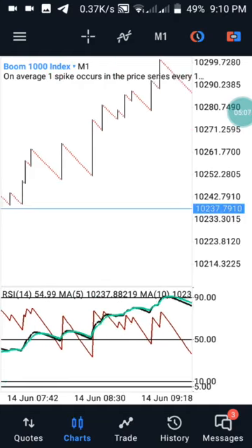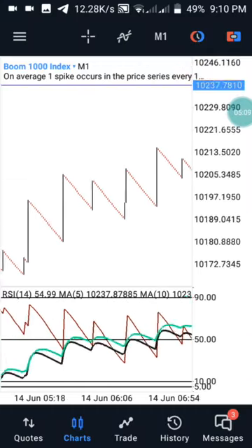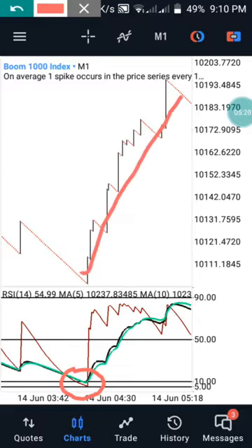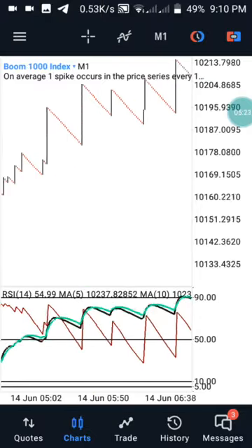And you can also use this strategy to catch a spike. As I mentioned earlier, you see what happened here. This is how you can analyze your spike entry, and you keep on catching spikes for a long period of time.